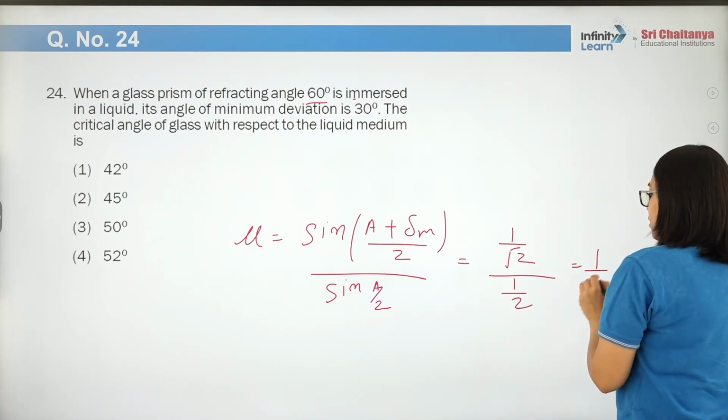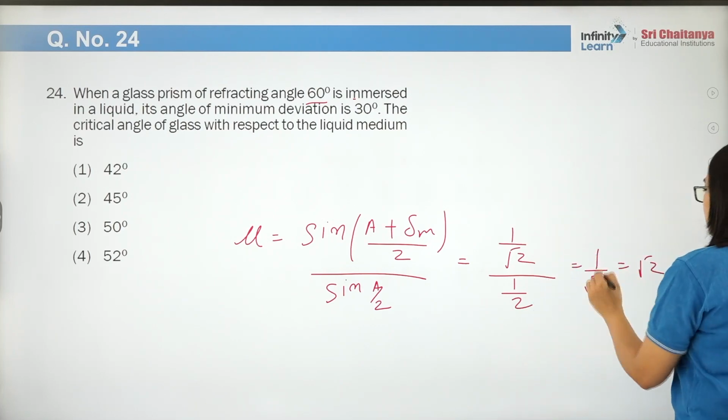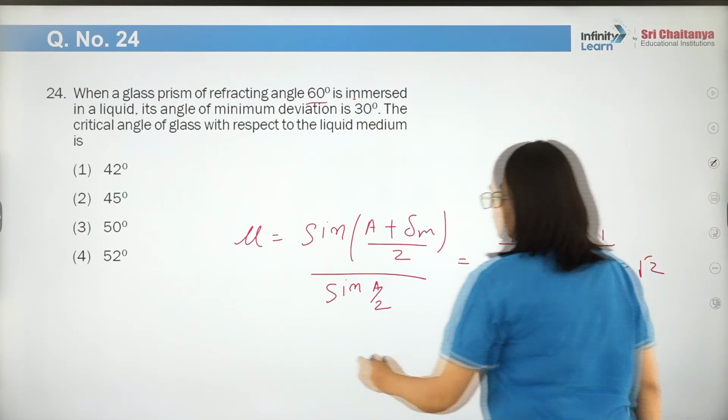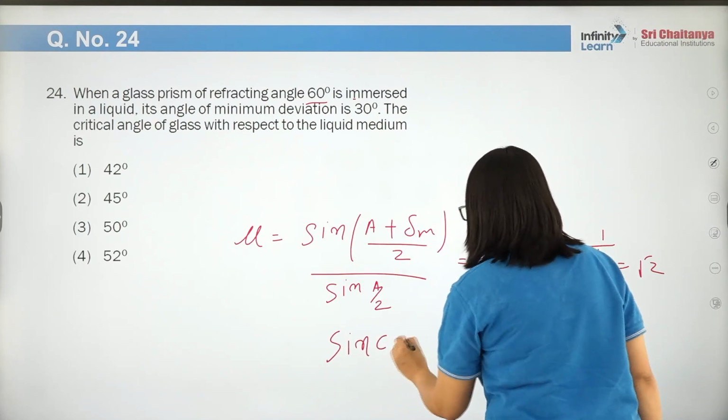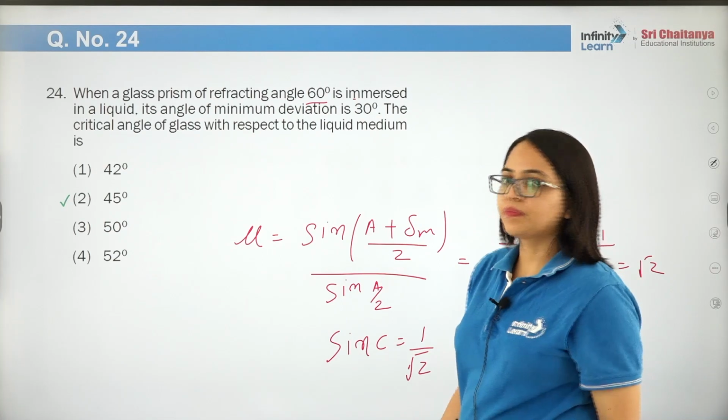So it will be root 2, right? So mu is root 2 and we know that sine C is 1 upon mu. So it is 1 upon root 2. So C will be 45 degree.